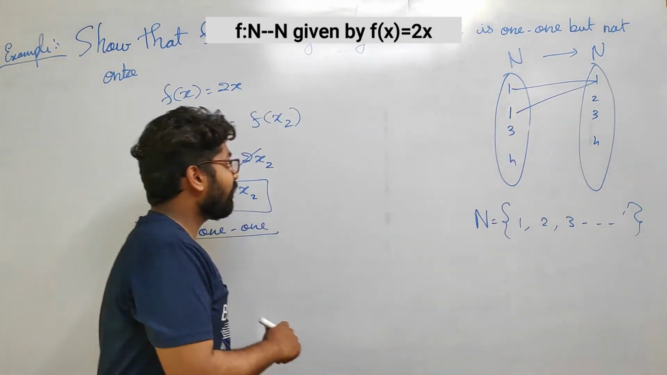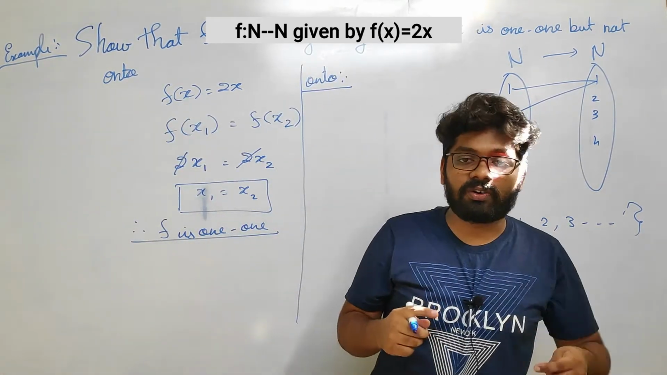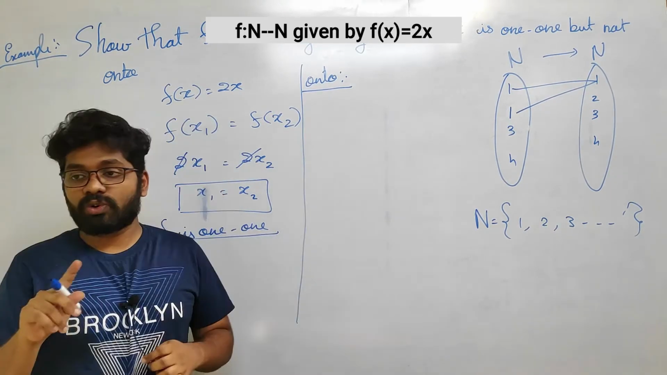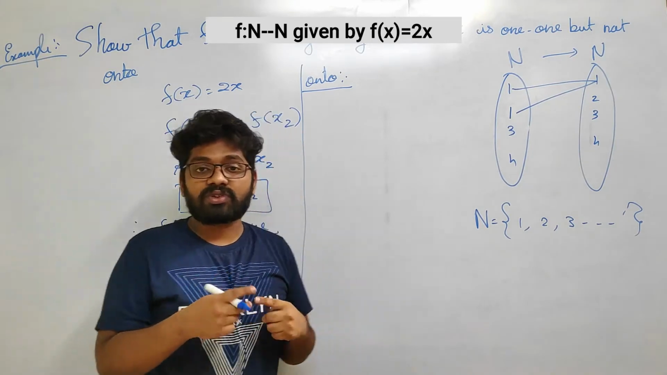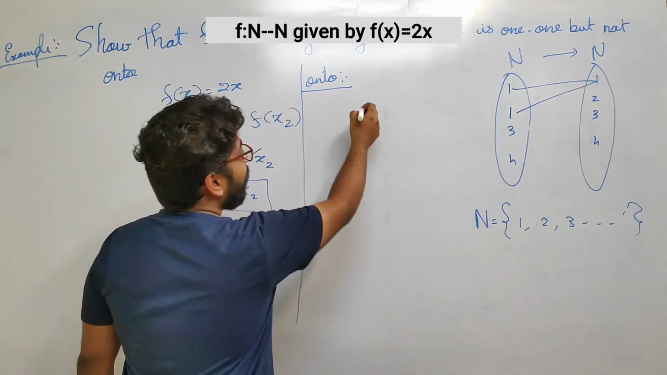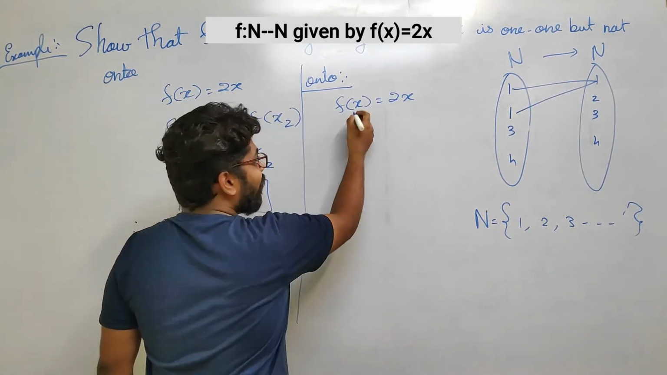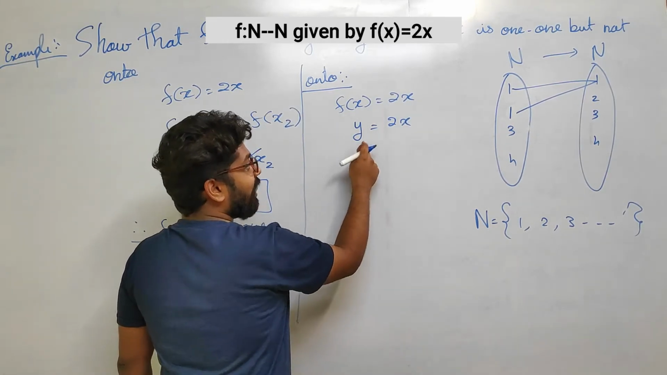Let's solve the second one. Second is what? Onto function. If you want to prove it is onto, you need to check it for all the things. You should check for everything, but here they have said not onto, so you have to show that it is not onto. So now let's check with one number. So f of x is 2x, right? Let f of x be y, so y is equal to 2x.